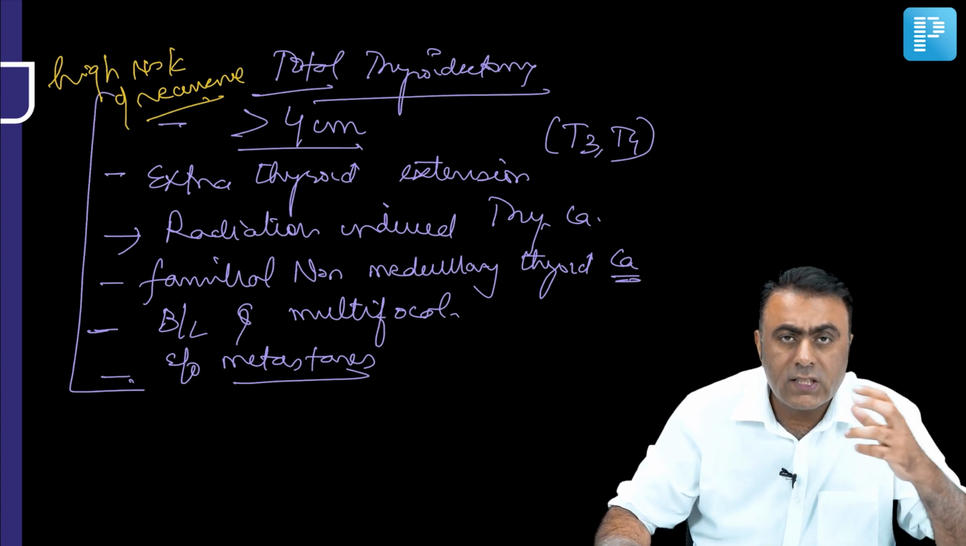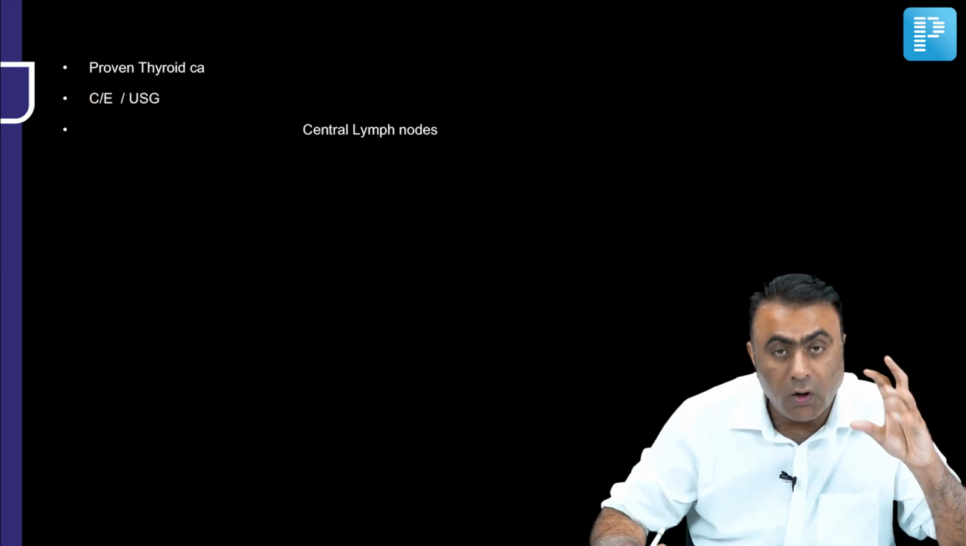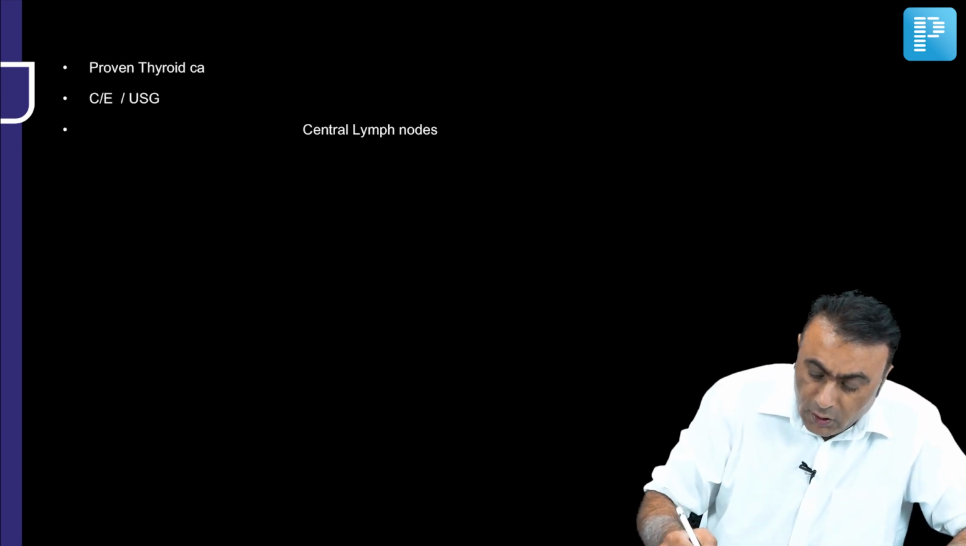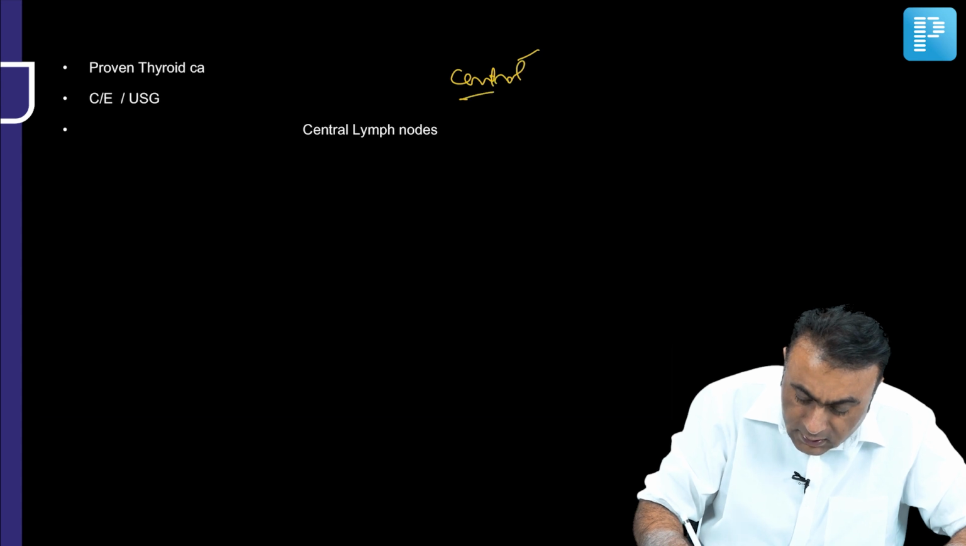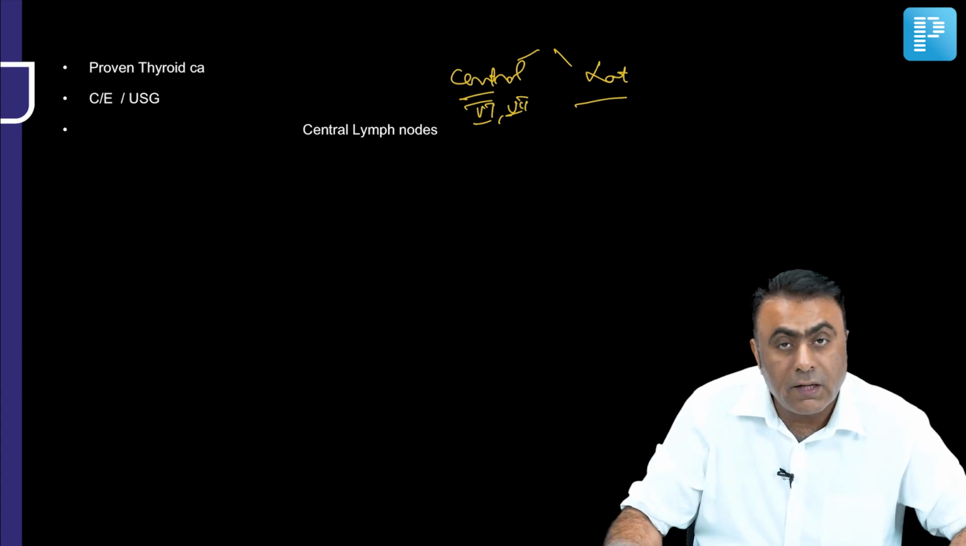How do we decide which type of thyroidectomy to be done in which patient? Then the second part of surgery involves management of the lymph nodes. Okay, so how do you manage the lymph nodes? Now we know that thyroid cancers can involve the central group of lymph nodes, the level 6, level 7 group of lymph nodes, or they can involve the lateral group of lymph nodes. Levels 1, 2, 3, 4, 5 group of lymph nodes can be involved.